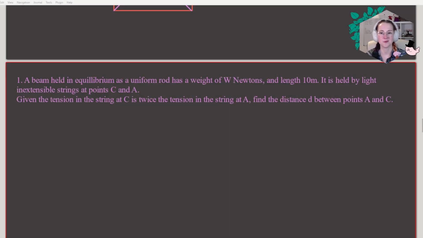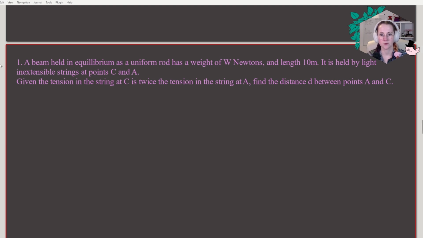There we go. So we have question 1 of our exam style questions. A beam is held at equilibrium, modeled as a uniform rod with a weight of W newtons and a length of 10 meters, held by light inextensible strings at points C and A. Given the tension in the string at C is twice the tension in the string at A, find the distance between points A and C.